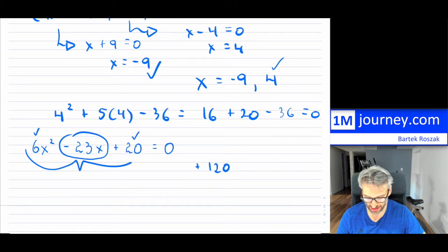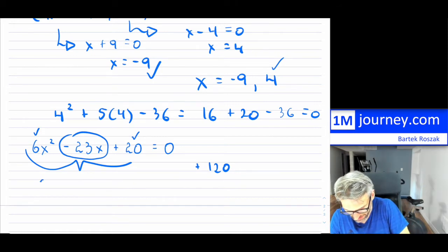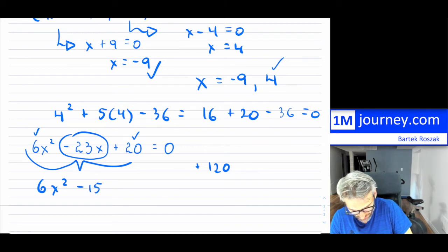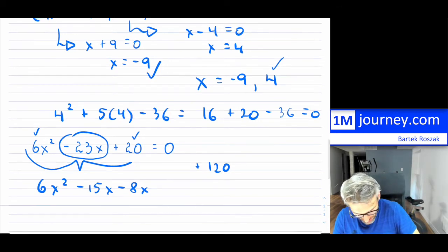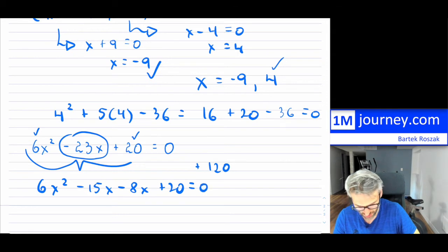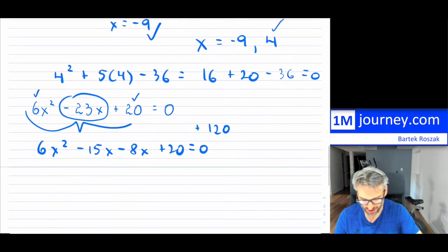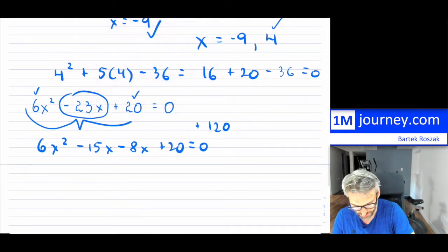So I'm just thinking, in here I can decompose this, and it's going to be negative 15x and then negative 8x. If you do that, that's negative 23, and then 15 times 8 is indeed 120, and it's positive. So I could decompose that in this way. Now continuing, I can just factor this directly.